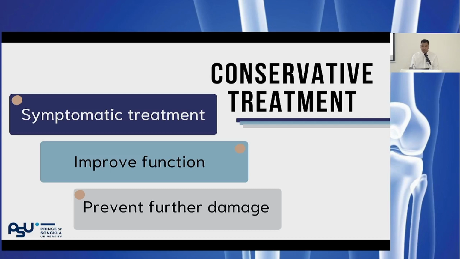In chronic PCL injury, as we know, the patient may have medial compartment arthritis, PF joint arthritis, and chronic varus OA of the knee. These symptoms can be treated symptomatically by offloading the medial and PF compartments, improving function by rehabilitation and weight reduction, and preventing further damage.